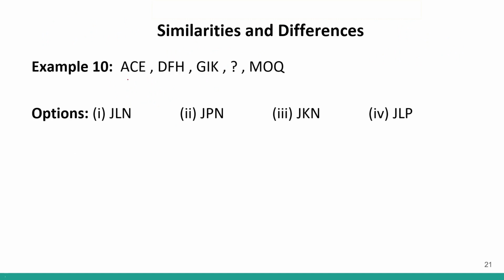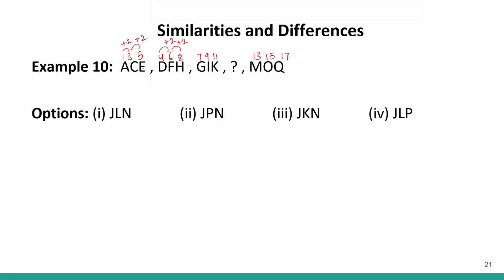Now here A, C, E, D, F, H, G, I, K, and then we have to find out. If I give them ranks: 1, 3, 5, 4, 6, 8, 7, 9, 11. Then here 13, 15, and Q is ranked at 17. Very clearly I see within the ranks we are moving 2 positions forward. So plus 2, here also plus 2, plus 2, plus 2. Similarly from 7 to 9, 9 to 11, and 13 to 15, 15 to 17, we are moving 2 positions forward in each of the cases.